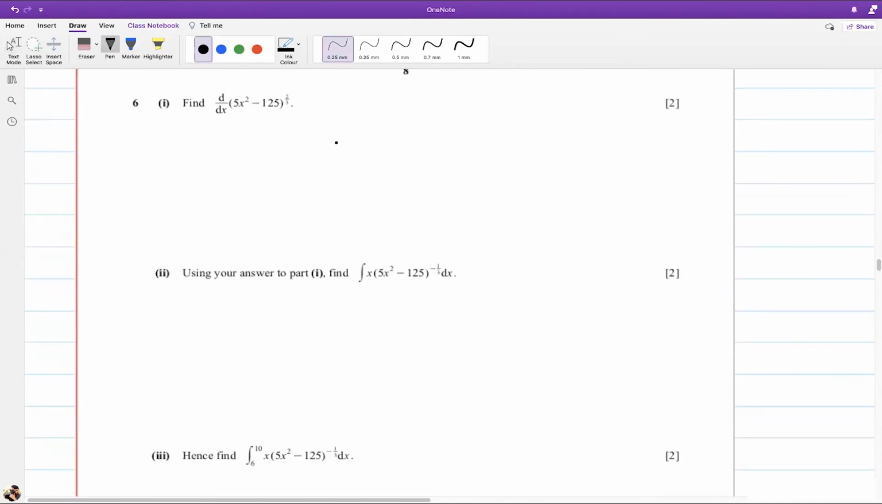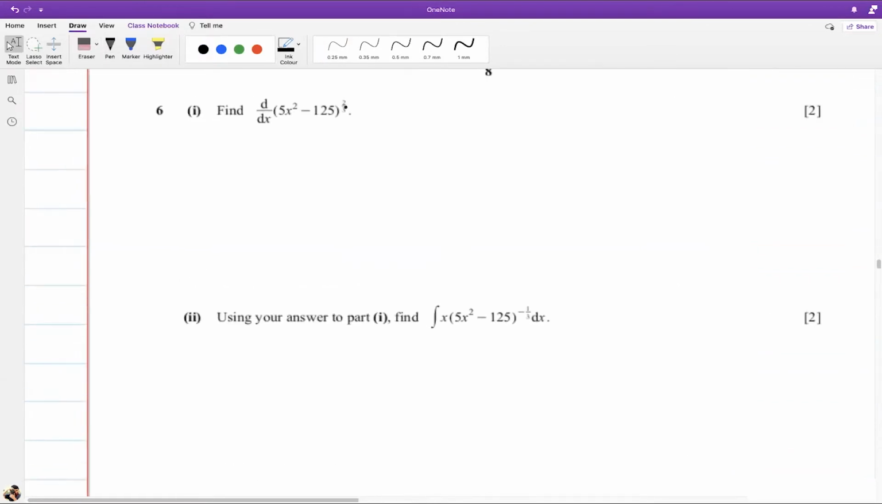Find d by dx, d by dx of this thing. For this you have to notice that there's a power 2 by 3 over there. So first thing you should do is multiply it by that power and then subtract it. So 2 by 3 minus 1.